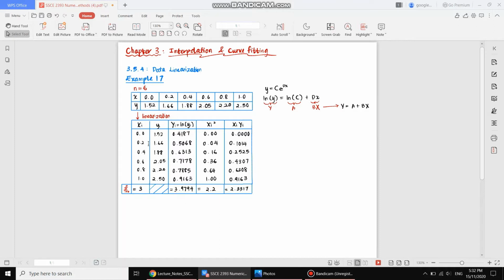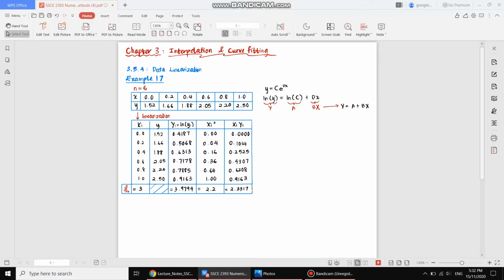The total of x1 is 3, and y1 is not important. The total of ln y1 is 3.9794, the total of x squared is 2.2, and the total of x1 times y1 is 2.3317.